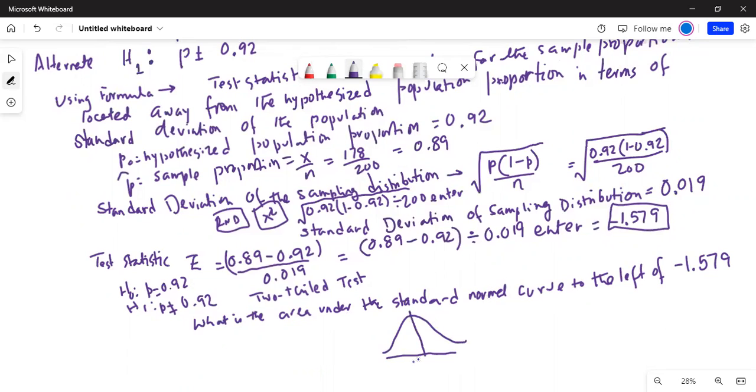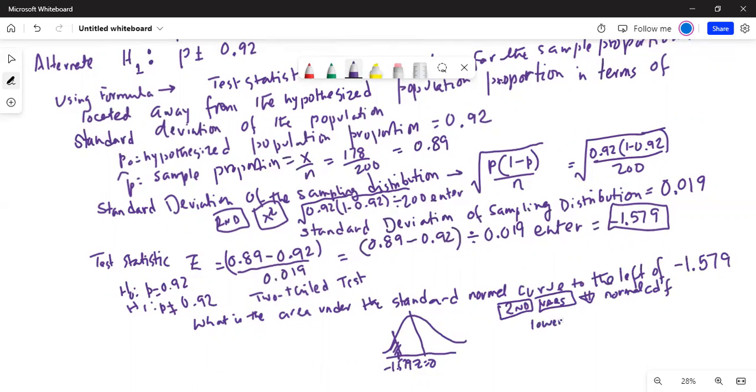So this is z equal to 0 in the center, and the negative value, minus 1.579, is here, and we want to find the area to the left of that. So in my calculator, I press second, then the VARS button in the third row, and scroll down to normalcdf.